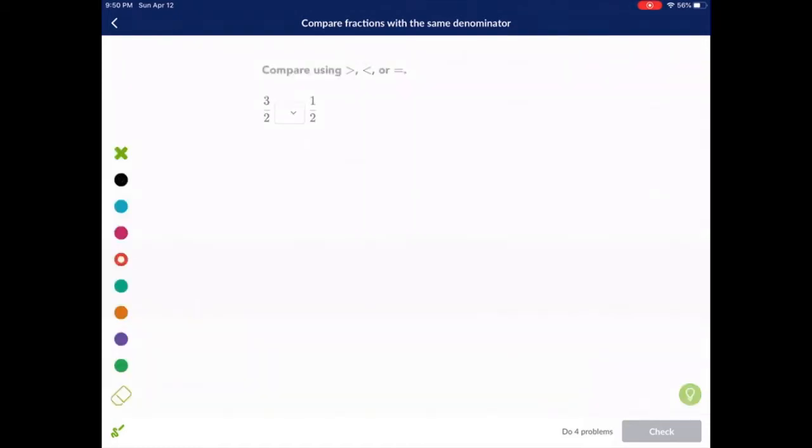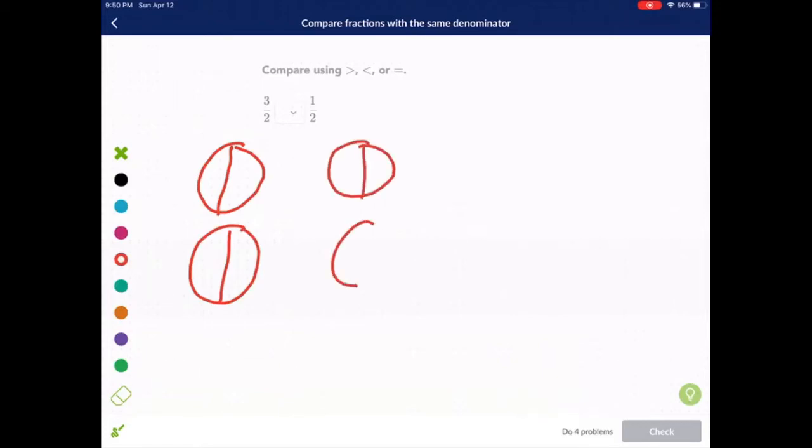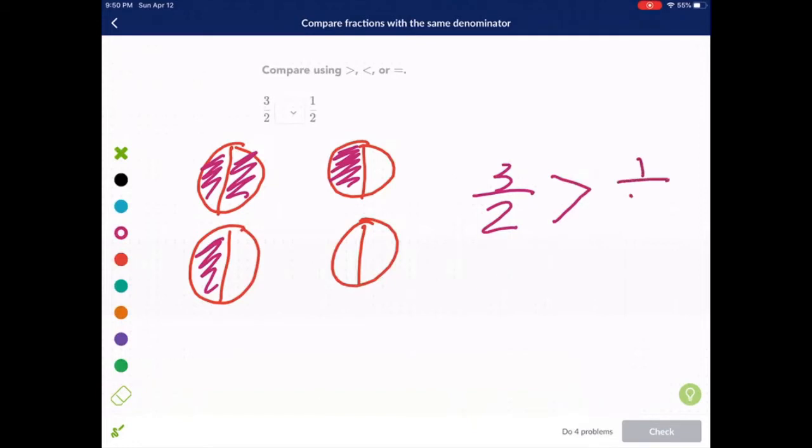For me, when I see, okay, let's see, I have 2 circles that are cut into 2. I'm going to do the same thing over here. So if I have 3 halves, it's 1 half, 2 halves, 3 halves, versus only 1 half. Which one has more colored in? 3/2. So we know it's definitely going to be greater than. Seems like all of these, the first problem starting out with greater than. Let's see.